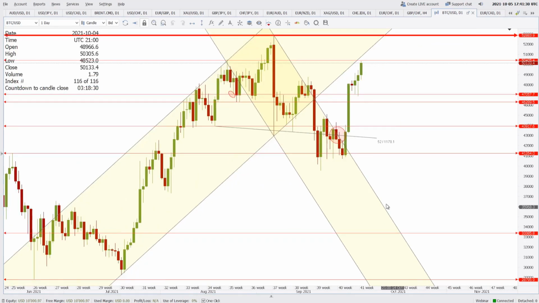Talking about Bitcoin, no surprises here again. Yesterday we saw a very bullish pin bar at around 47,057. This was a support, and this bullish pin bar has given us a follow through today, and the price has reached almost 50,405, which is the level of resistance marked by us on this chart.